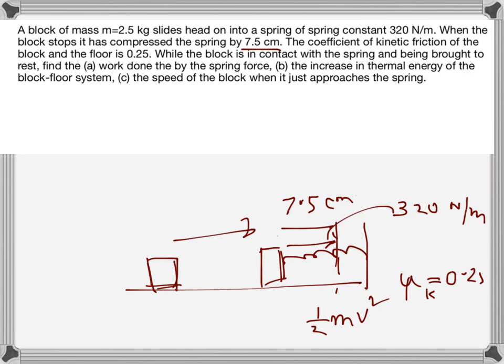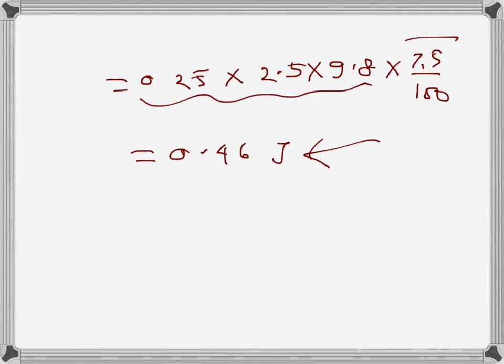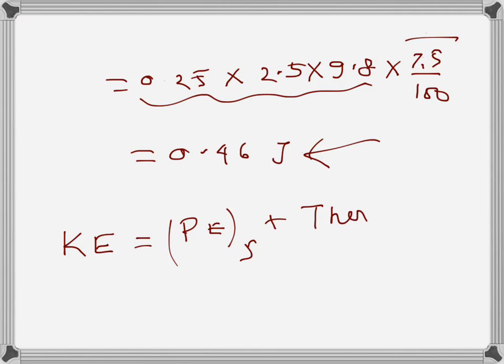So finally we need to find the speed of the block when it just approaches the spring. So now we have to find this v, that is, what is its velocity when it reaches the spring. The kinetic energy is giving energy to the spring's potential energy, because this work done on the spring is the spring's potential energy, and then the thermal energy. So the block's kinetic energy will be equal to the potential energy of the spring plus the thermal energy of the block floor system.